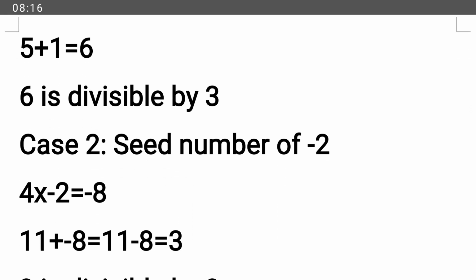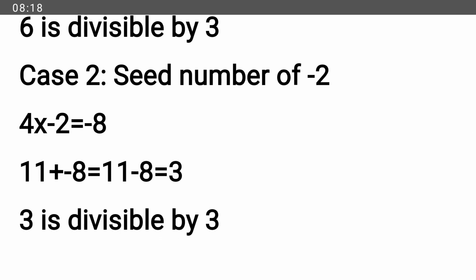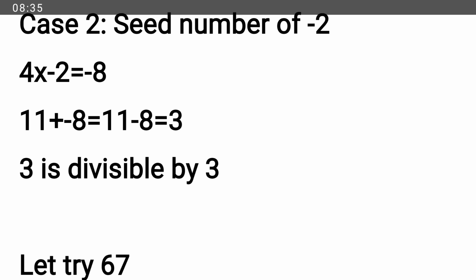Now let's try minus 2 as another case study for 114. That is minus 2 as the seed number. So 4 times minus 2 is minus 8. 11 plus minus 8, that will give us 11 minus 8, that will give us 3. You see, 3 is also divisible by 3.